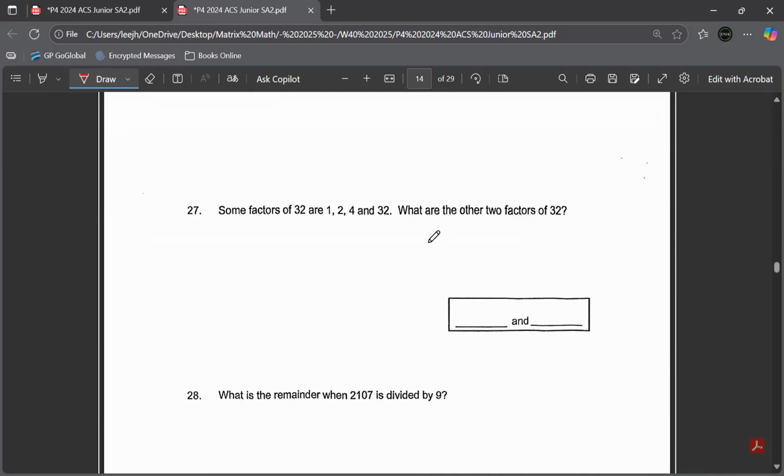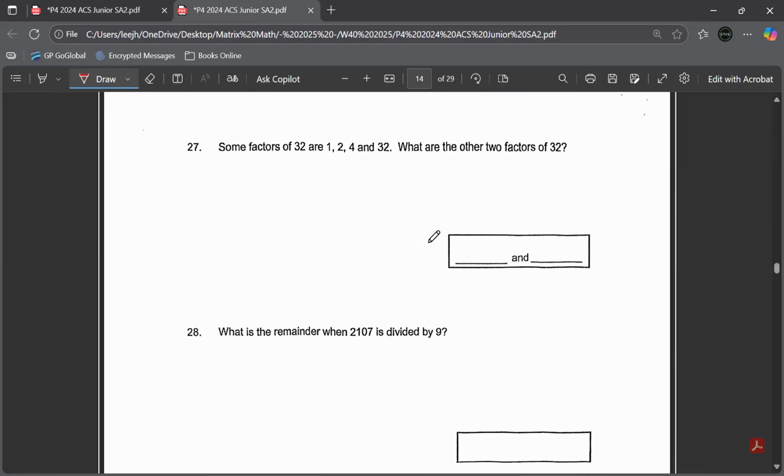Okay. Question 27. Some factors of 32 are 1, 2, 4, and 32. What are the other two factors? You just list out the factors of 32. 1 and 32. 2 and 16. 3 cannot. So it's 4 and 8. 5, 6, 7 also cannot.